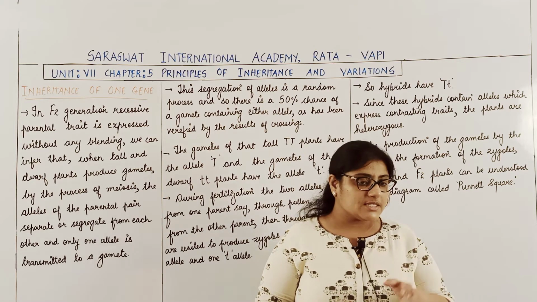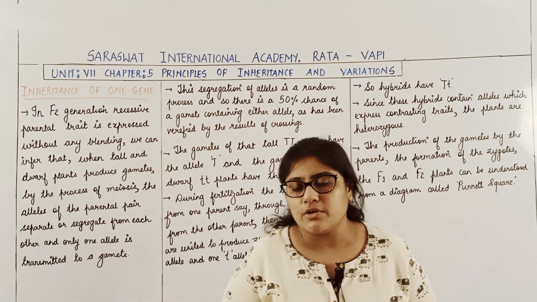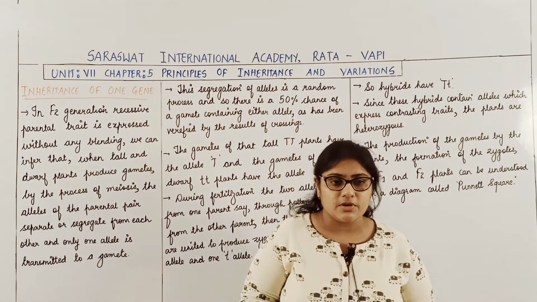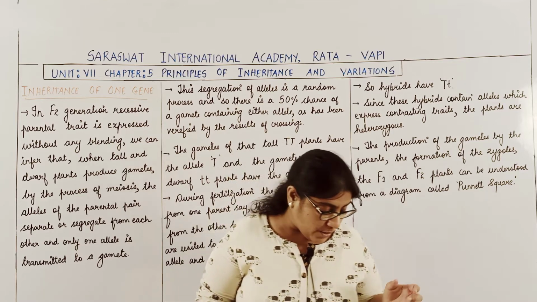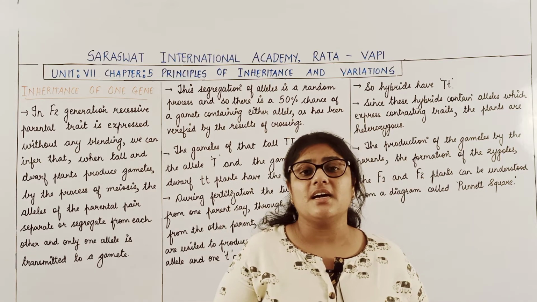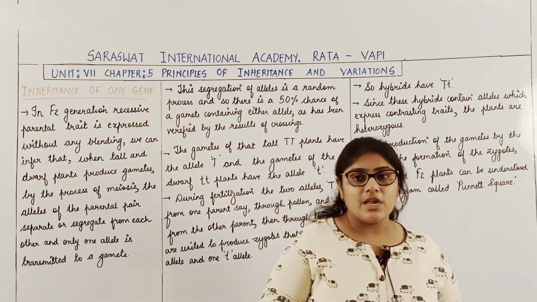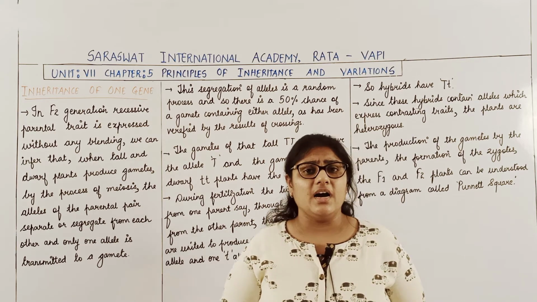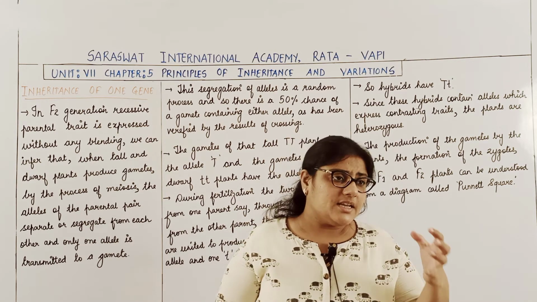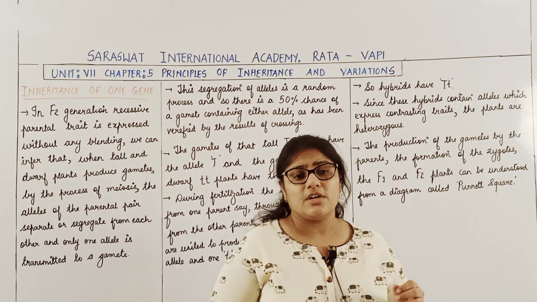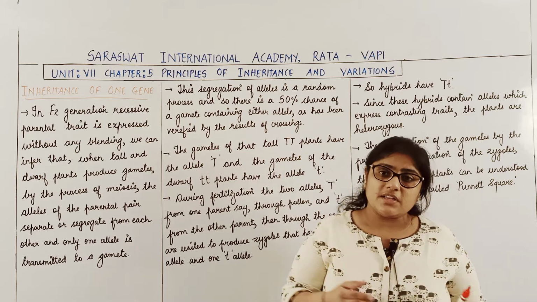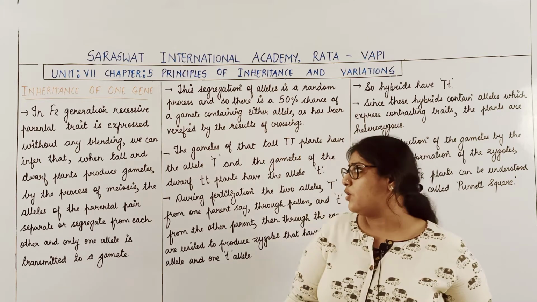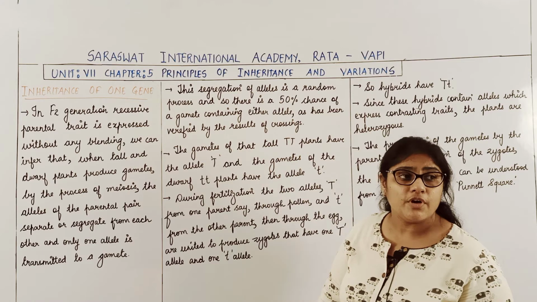So what is this cross called? Monohybrid cross. Why is it called a monohybrid cross? Because of a pair of alleles, only one of the genes has expressed its character in the hybrid. As only one gene has expressed its character in the hybrid, it is called the monohybrid cross. Now students, we will further continue with this topic only, that is, the inheritance of one gene.